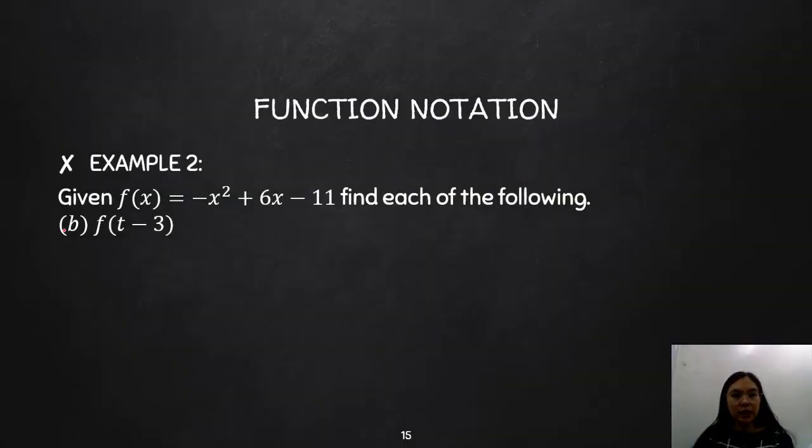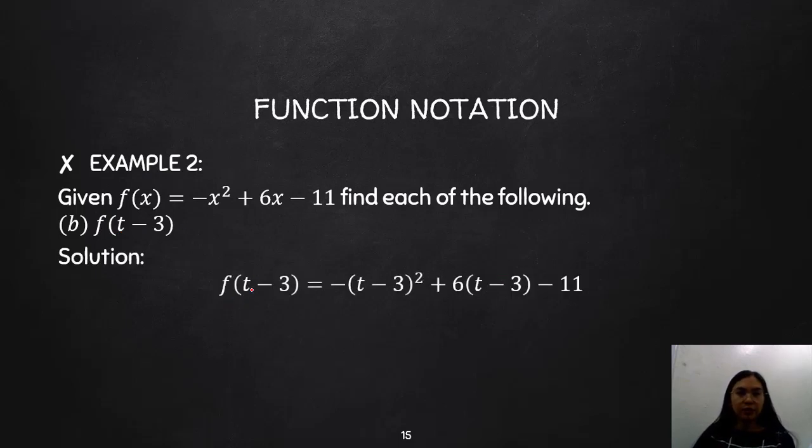Now let's take a look at the second. What if you are given f of t minus 3? Again, yung t minus 3, isa-substitute lang natin siya sa lahat ng x values or x variables na nakikita natin, such that we will have negative the quantity t minus 3 squared plus 6 multiplied by t minus 3 minus 11.